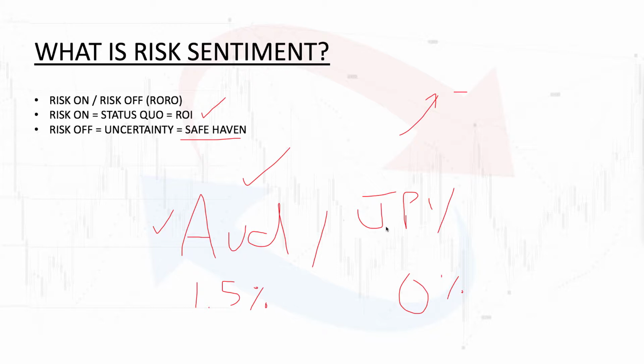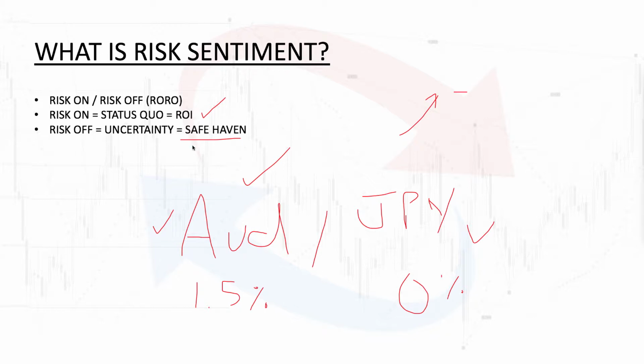A safe haven asset would typically be something like gold, government treasury bonds, and from a currency perspective, one of the safe havens is the Japanese yen. So the yen would strengthen and benefit in a risk off environment. Something like the Australian dollar would benefit in a risk on environment. So you always have to take that into account whenever you are trading.